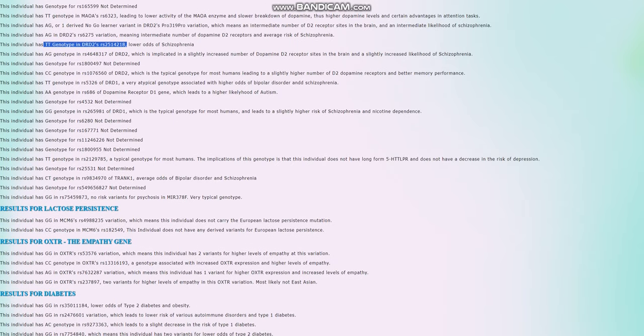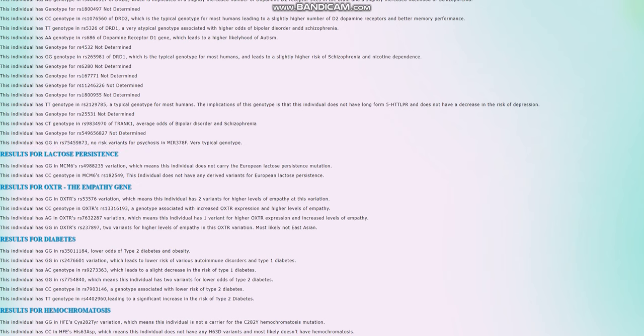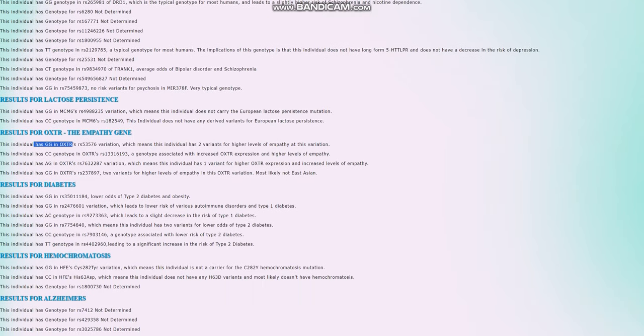Okay, so she does not have long form 5-HTTLPR. She's got short form 5-HTTLPR, just like most of you guys. She has CT here in T rank 1, average odds of bipolar and schizophrenia, and she does not have any risk variants for psychosis in this variation of MIR378F. Very typical genotype. She does not carry the European lactose persistence mutation, neither of the two variations. She doesn't have any derived variants. She has two variants for higher levels of empathy in OXTR, very interesting.